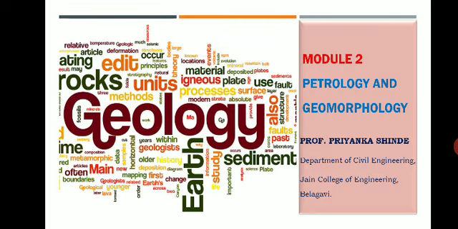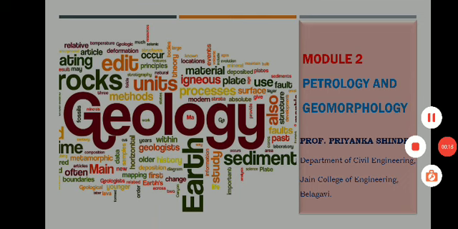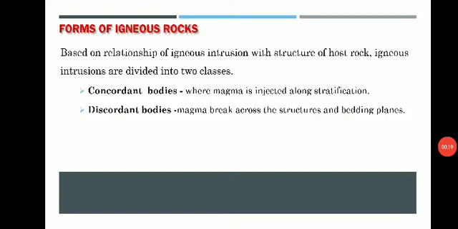So we have started with module 2, that is petrology and geomorphology. We have started with petrology first, with the forms of igneous rocks. The igneous rocks are the rocks which are formed by cooling and consolidation of magma or lava.